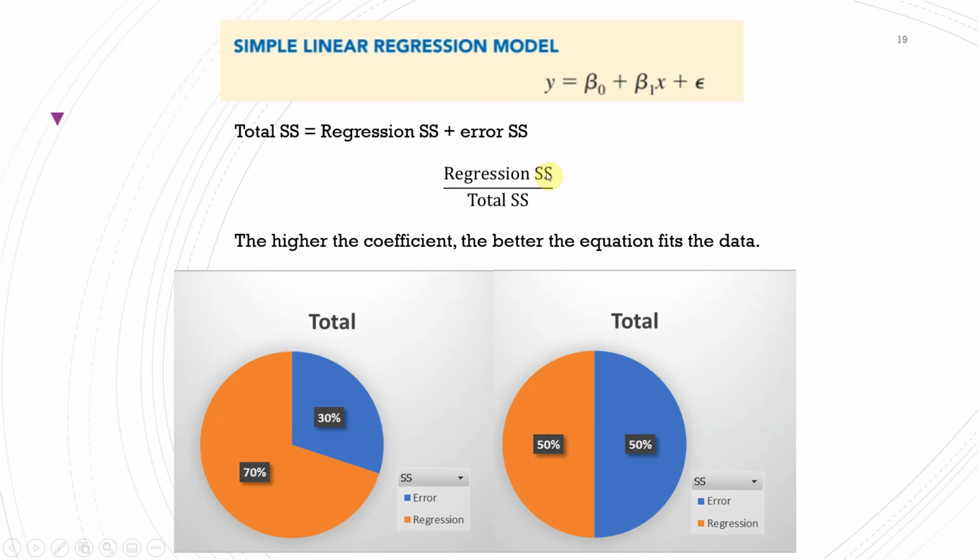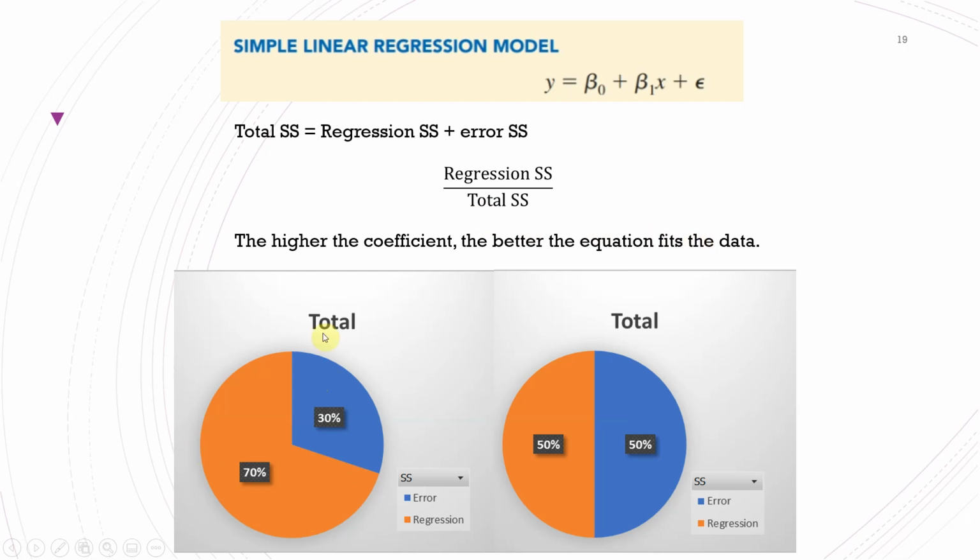If we think about our pizza example, we're trying to explain total sales, our outcome, everything about sales, and we're using student population size as x in the regression. If that's doing a really good job explaining it, then this proportion should be pretty large, meaning that regression should be taking up most of the total sum of squares. So this value will end up being larger. The higher this coefficient, the better the equation fits the data.